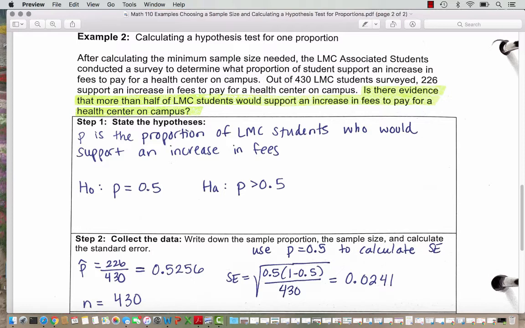Recall that the null hypothesis and the alternative hypothesis are always competing claims. They can't both be true. So we set that up correctly here. You would either have equality or the alternative choice is a greater than, but those both would not be true.